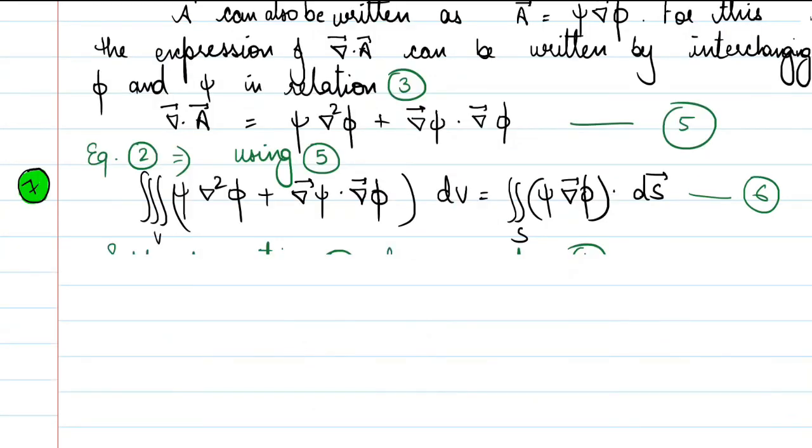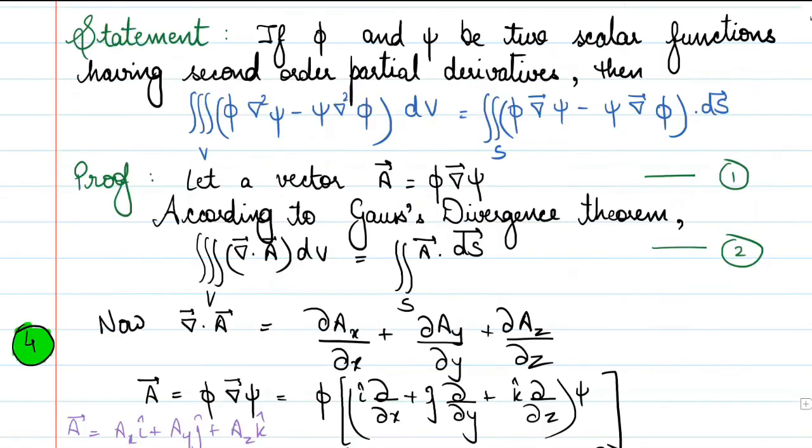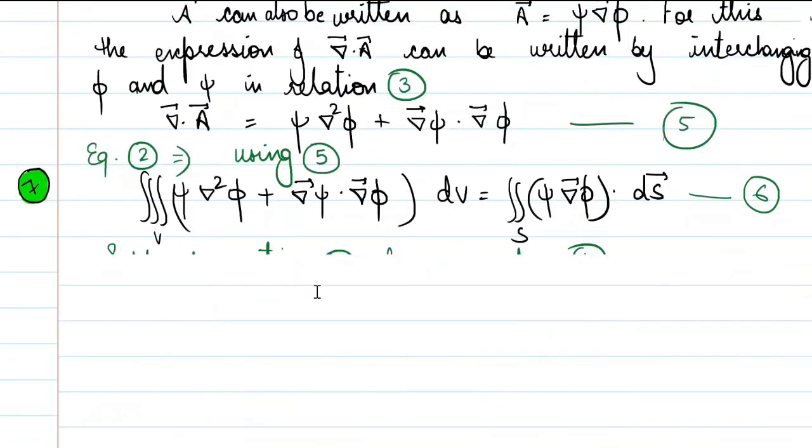Again, we can use equation 2 and equation 5, and we can substitute the value of equation 5 in equation 2. Once again, this is our equation 2, which is the statement of Gauss divergence theorem. So we have the triple integral of del dot A dV, which is equal to the surface integral of A dot ds. Now by assuming A as psi del phi, we have obtained the expression of del dot A, which is our equation 5. And we are substituting this value of del dot A from equation 5 into equation 2.